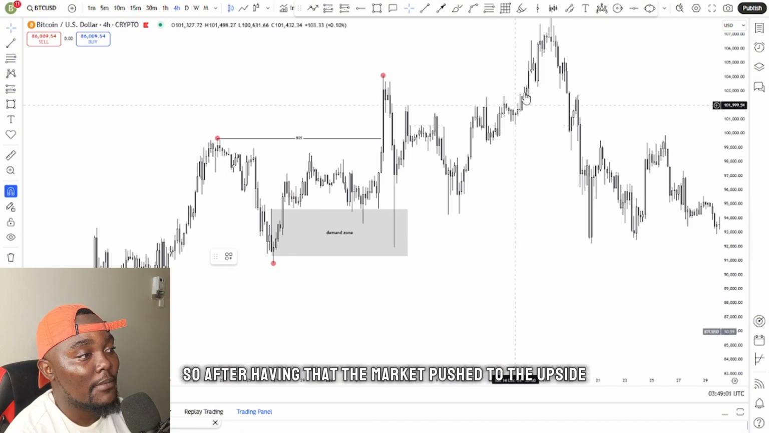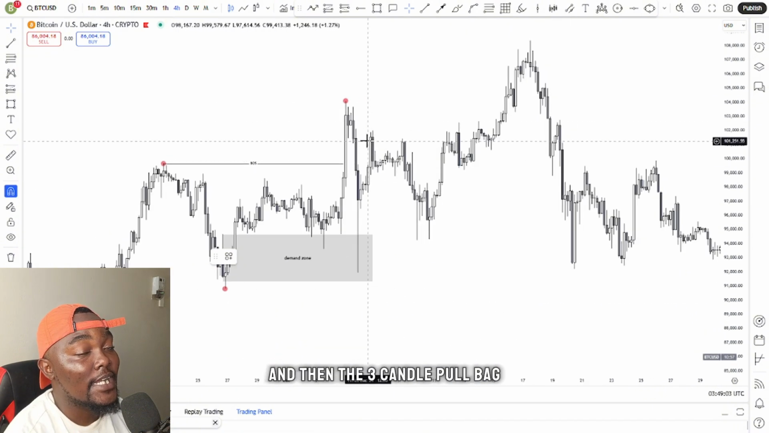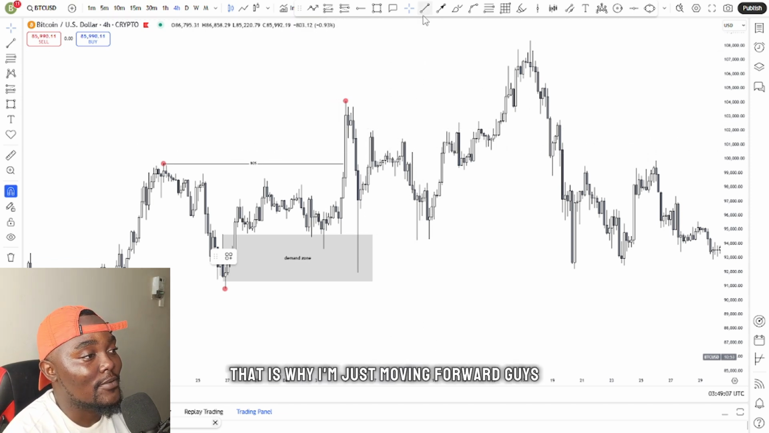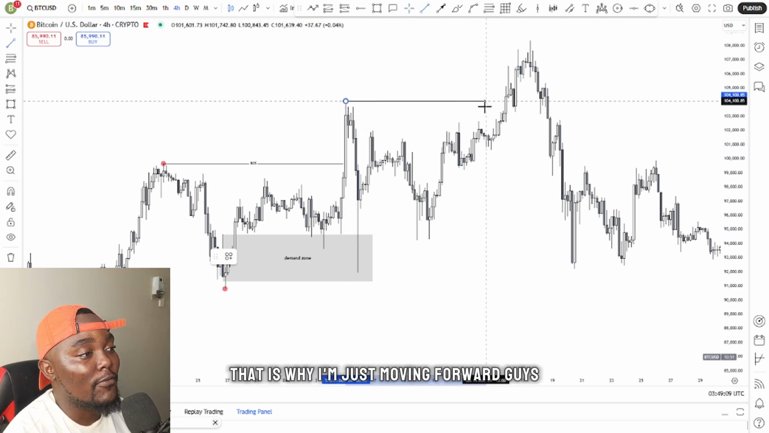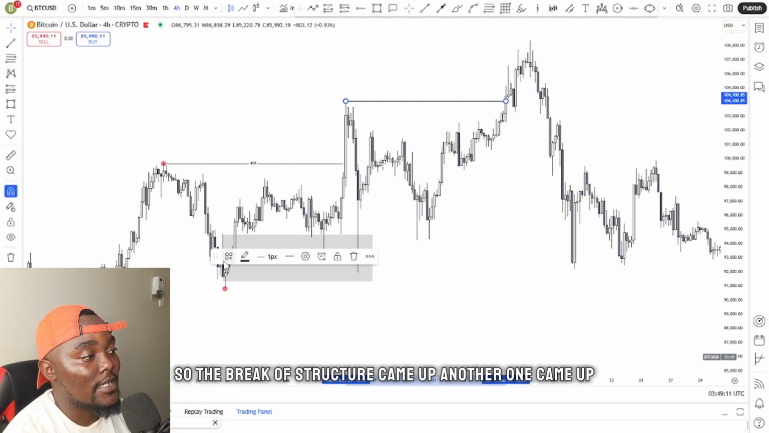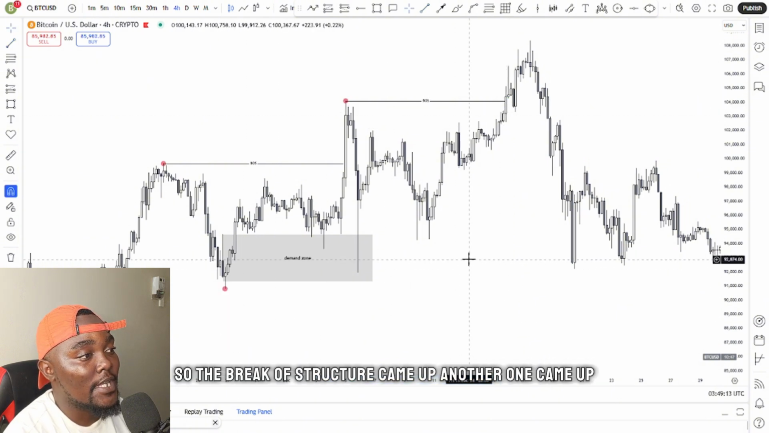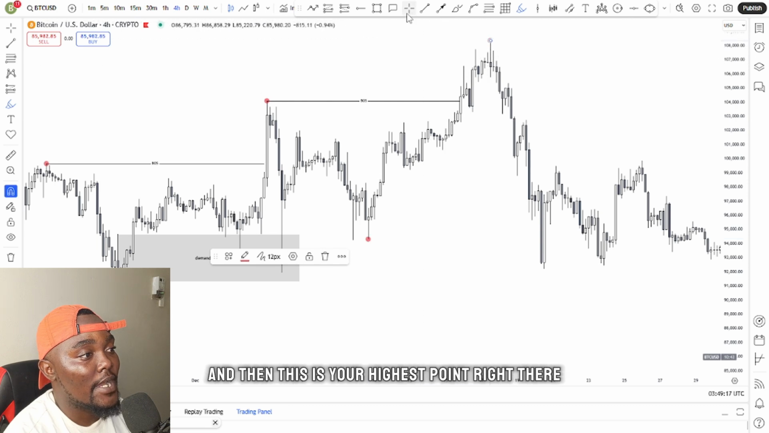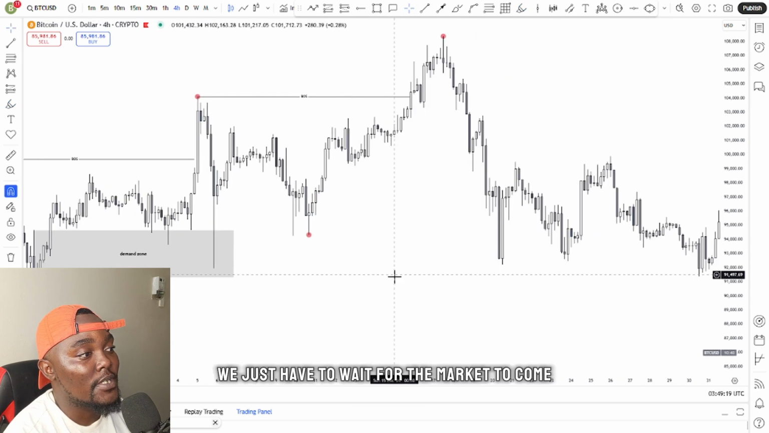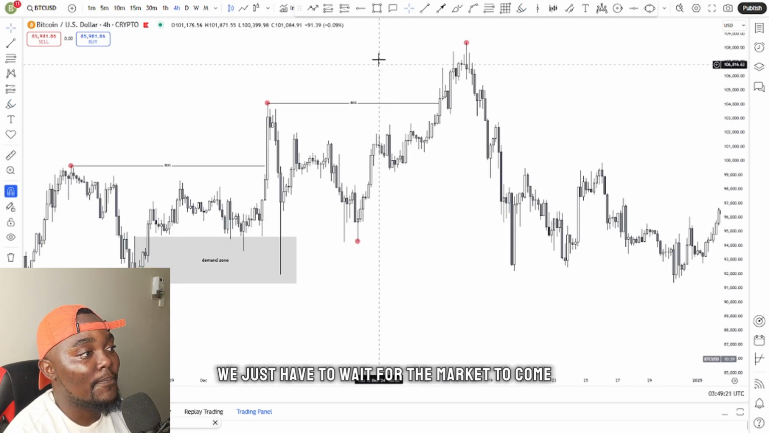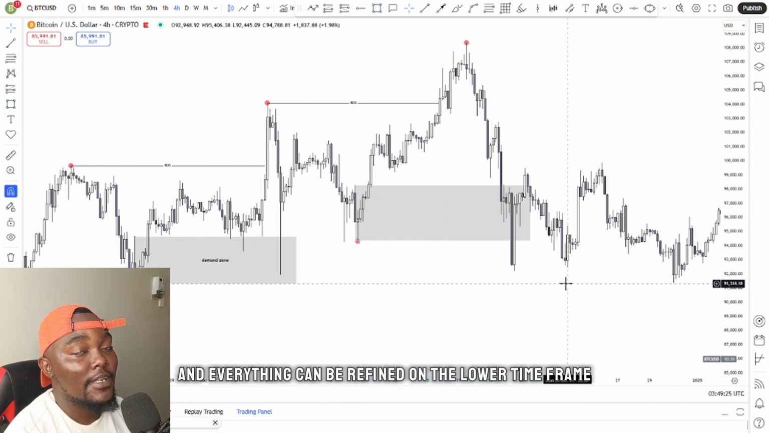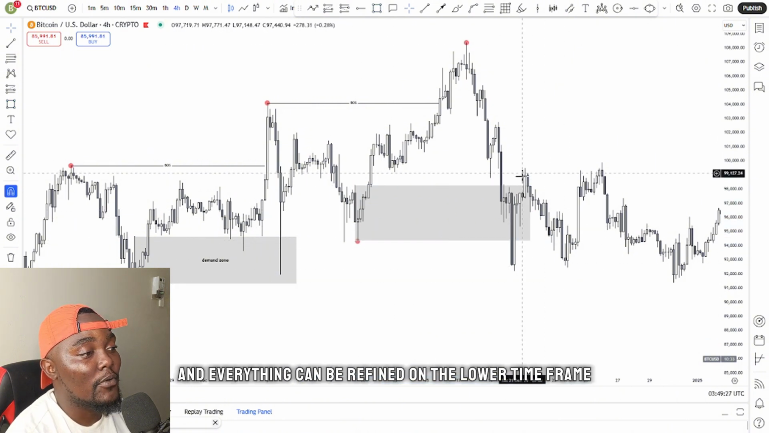After that, the market pushed to the upside, and then the 3 candle pullback obviously has to be there. I already know what I'm doing, that is why I'm just moving forward, guys. The break of structure came up, another one came up, which means this is your lowest point and this is your highest point right there. Now we just have to wait for the market to come into this buy to sell candle around this point, and everything can be refined on the lower time frame, obviously.